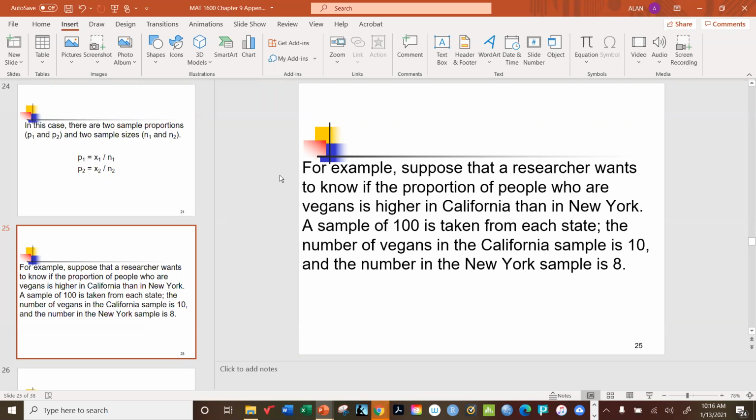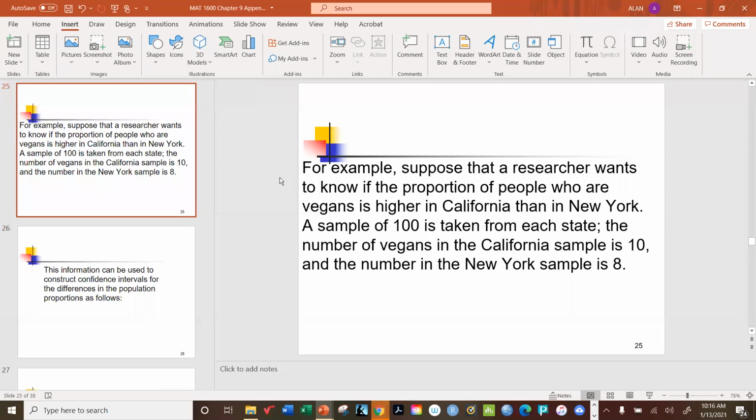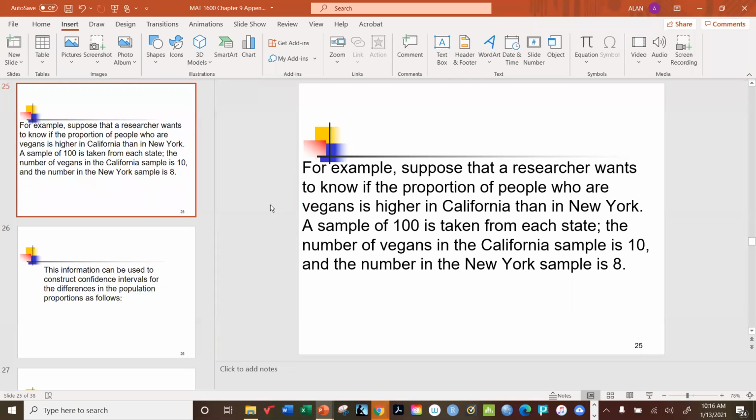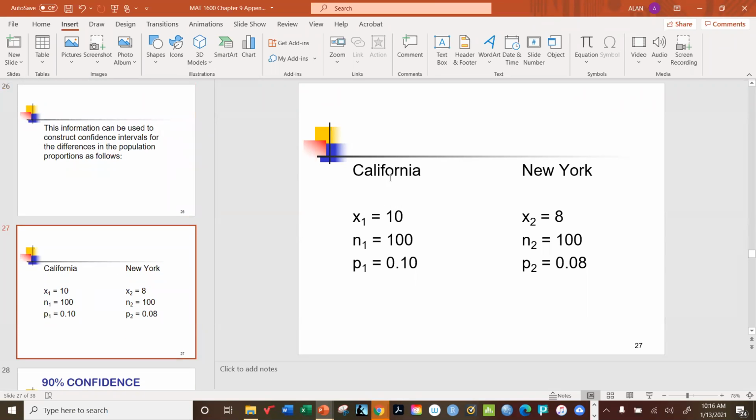So now we're going to arbitrarily assign California to be state number 1 and New York to be state number 2. It doesn't make any difference which is which, as long as you're consistent. I only did it this way because California is alphabetically before New York. All right, I'm not making a value judgment here. I'm not saying California is good, New York is bad. No, I just randomly picked California to be number 1 because it comes first in the alphabet. So let's summarize our data here.